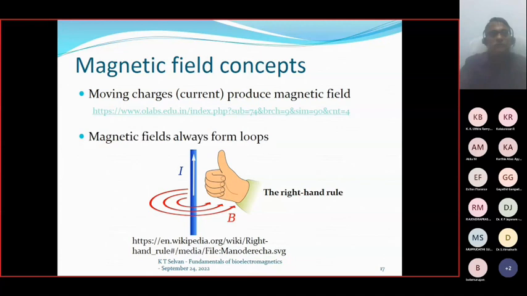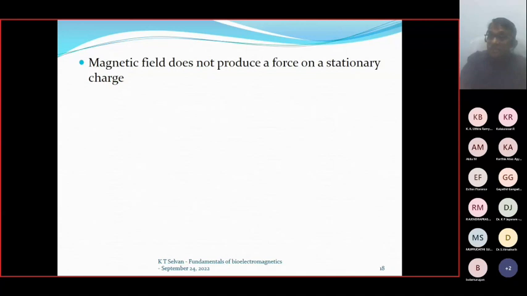Magnetic field does not produce a force on a stationary charge. It's very interesting to reflect on why. A stationary charge is not current, right? So a stationary charge has only electric fields. So electric field and magnetic field in the static case do not interact. They are not coupled with each other. They don't affect each other.